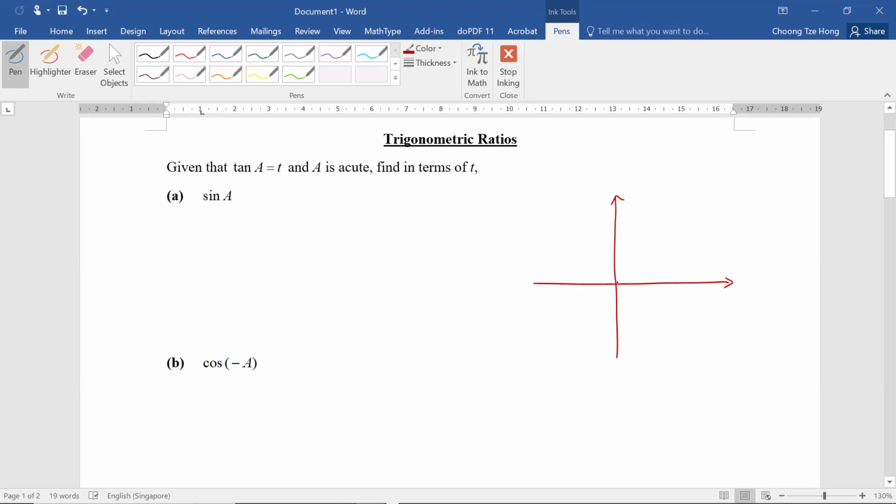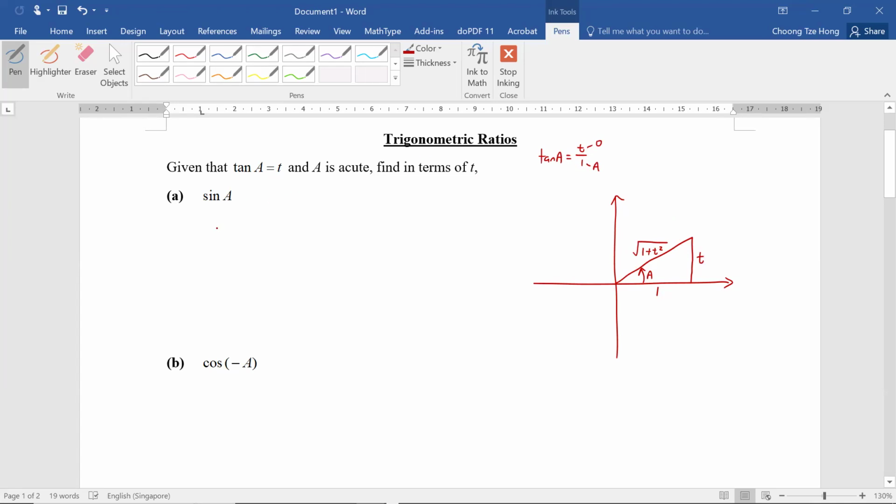A is in the first quadrant, so A will be over here. They say that tangent A is equal to T, so we can always write it as T over 1. It means that the opposite side is T and the adjacent side is 1. Using Pythagoras theorem, we get the hypotenuse to be the square root of 1 plus T squared.